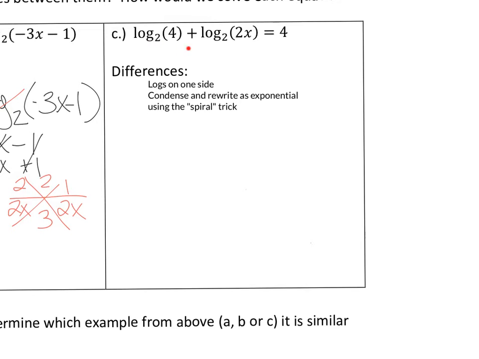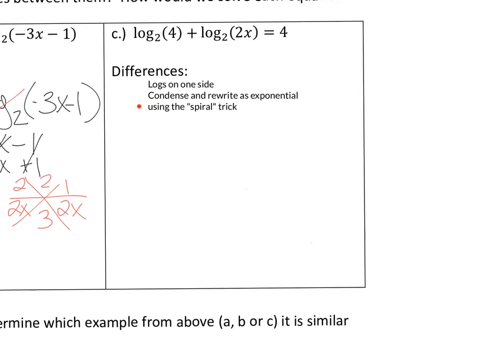Okay, here's our last one, I promise. This is the weirdest one. This is brand new. So we have logs on one side equal to just a number. So that's kind of the big difference between the other two. We have not solved an equation like this, really. So what we're going to do is condense this left side. So the 4 and the 2x should get multiplied since the logs are being added. And then we're not going to be able to just drop the logs.